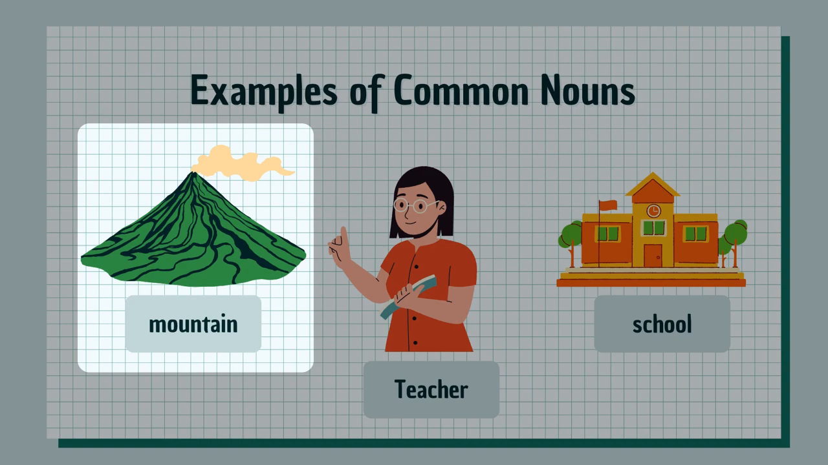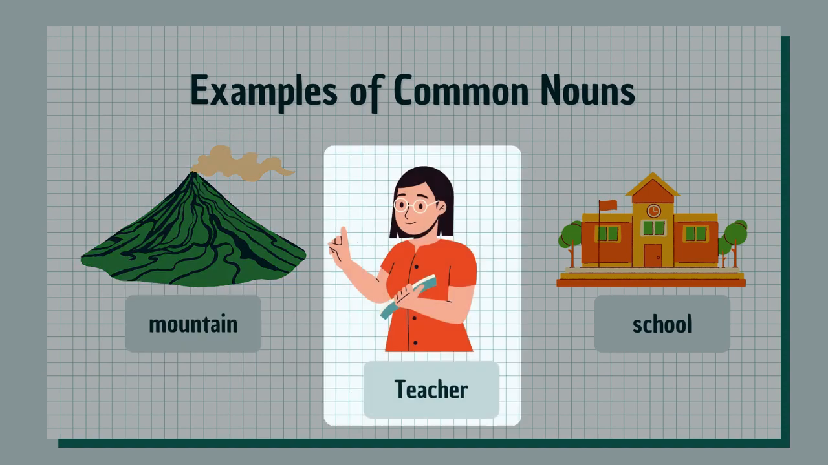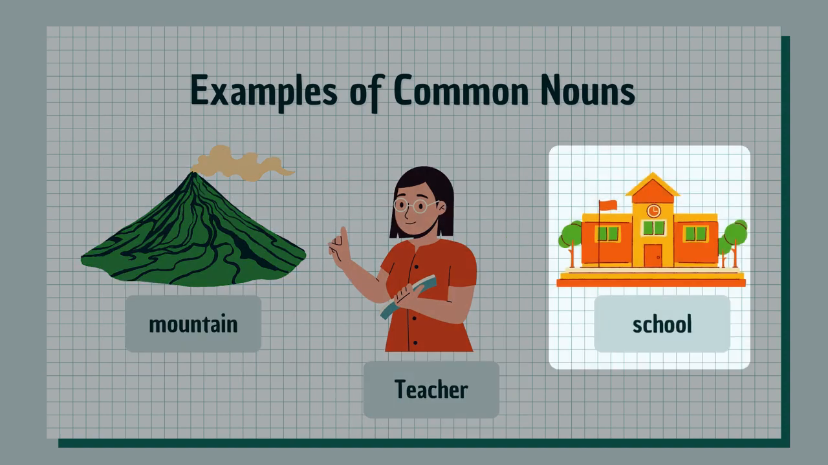For example, mountain, this is a common noun that names a general thing. Teacher, this is a common noun that names a general person. School, this is a common noun that names a general place.